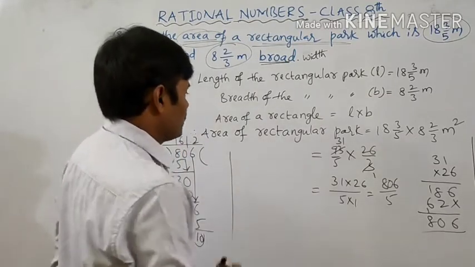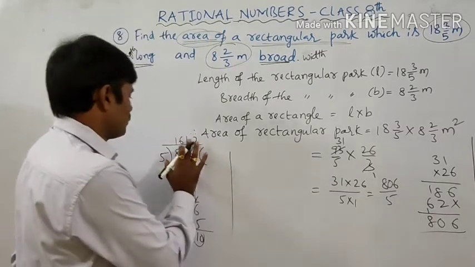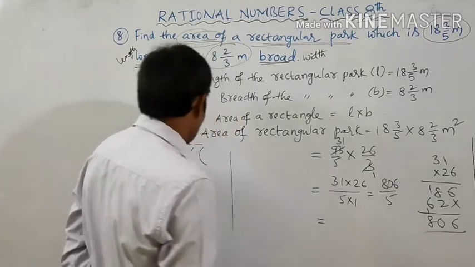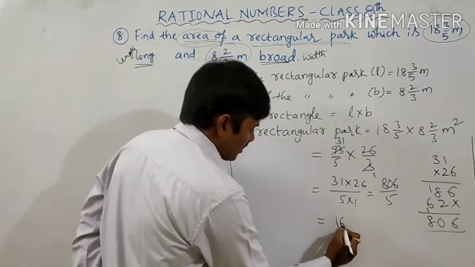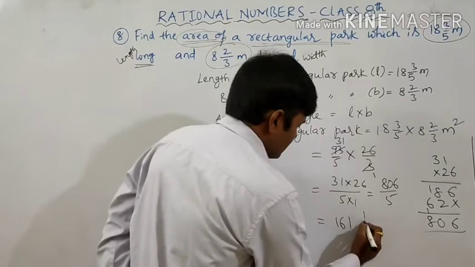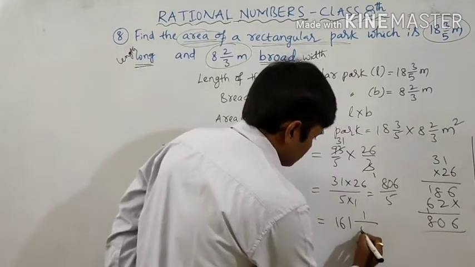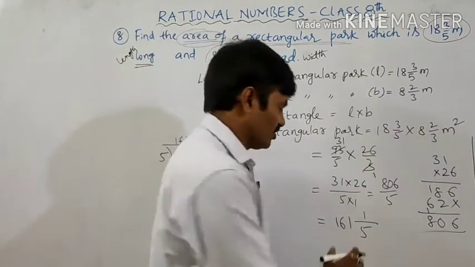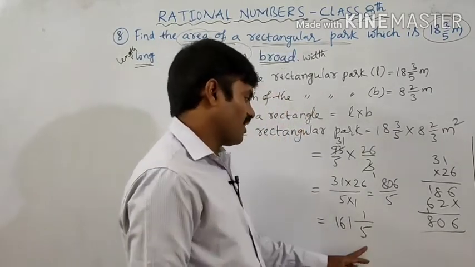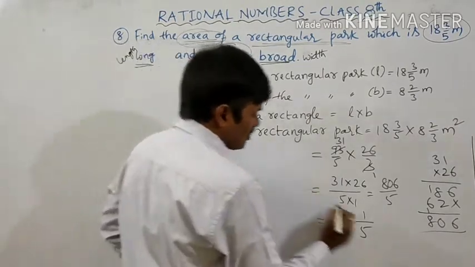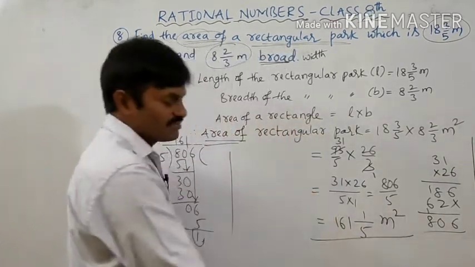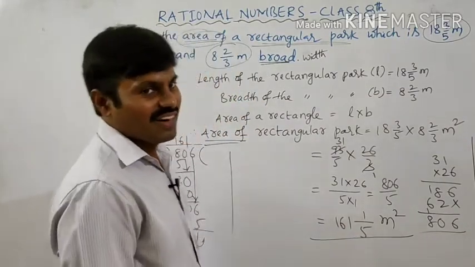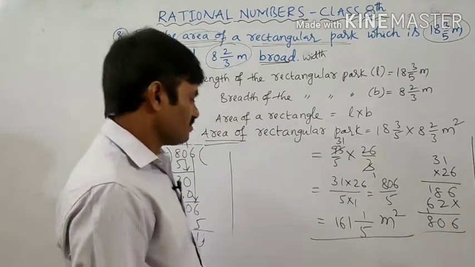But since we have to show it in the area, it is better not to keep it like this. Show it as a mixed fraction. We write the quotient as the whole number, the remainder as the numerator, and the divisor as the denominator. So this is 161 1/5. Since it is area, you have to denote it with square meters. So the final answer is 161 1/5 meter square.